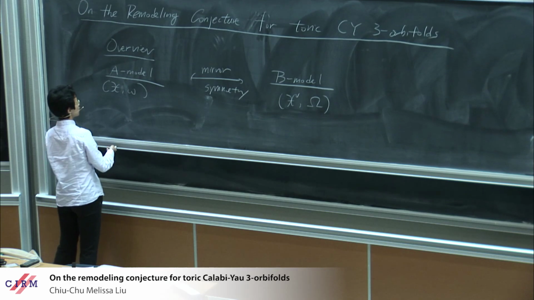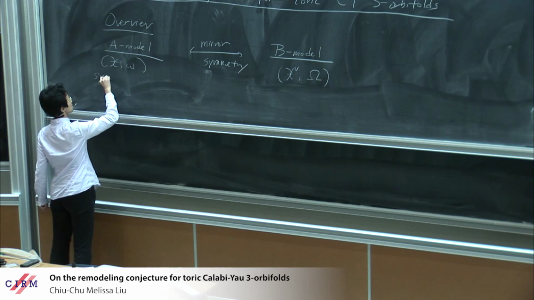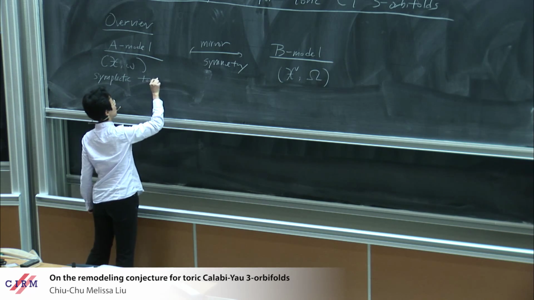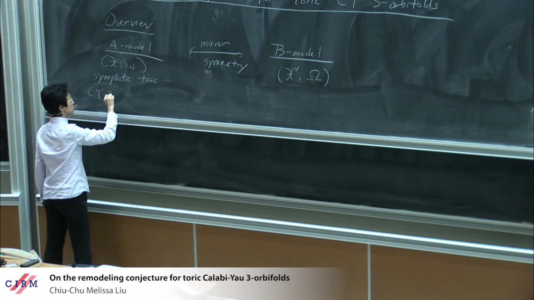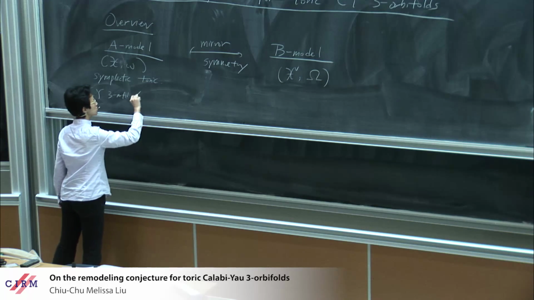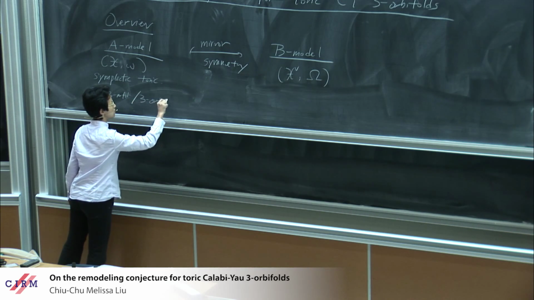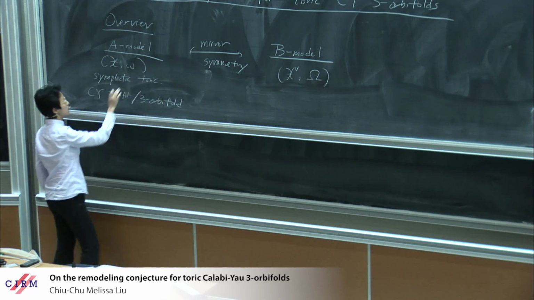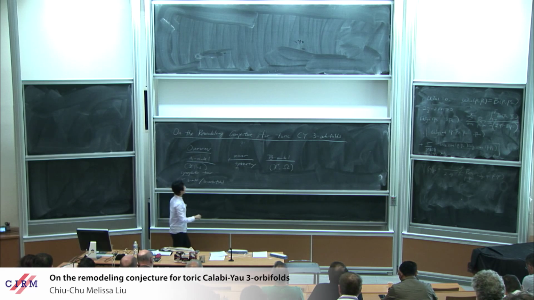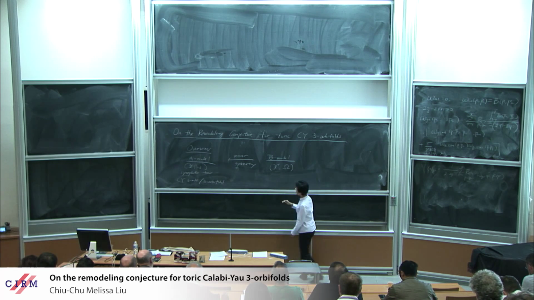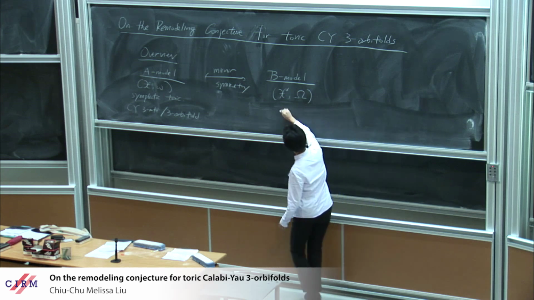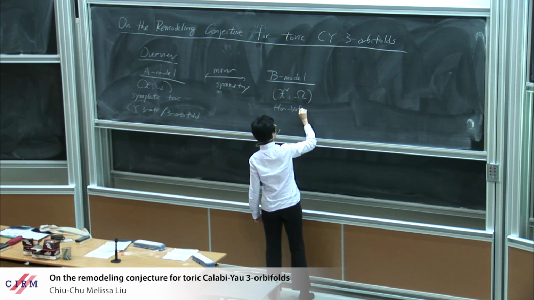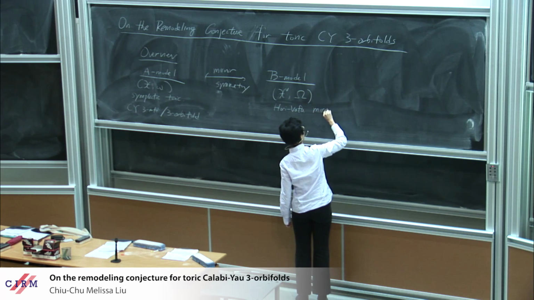Today, the A model we will consider is very special. It's a symplectic toric Calabi-Yau 3 manifold or 3 orbifold, where omega is the symplectic structure. And for this kind of target, there is an explicit construction of the mirror given by Hori-Vafa.